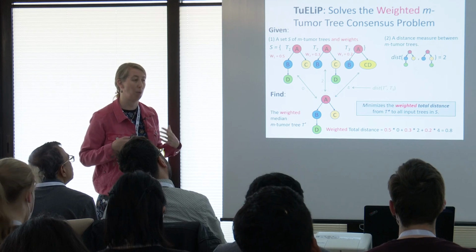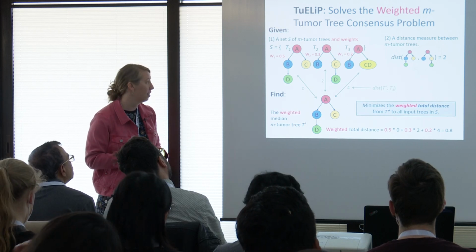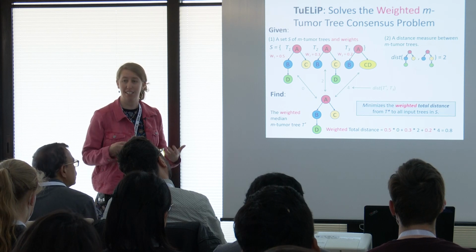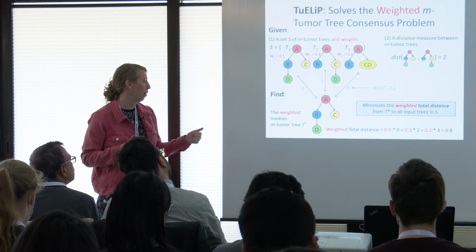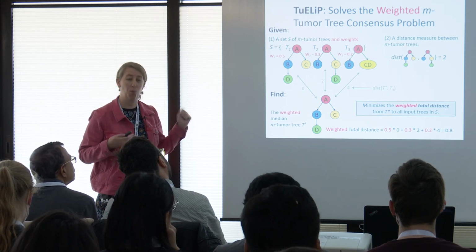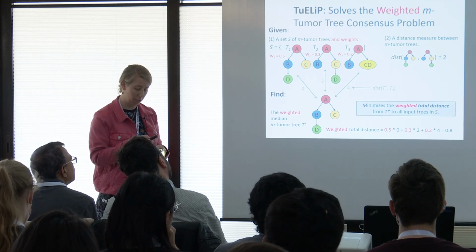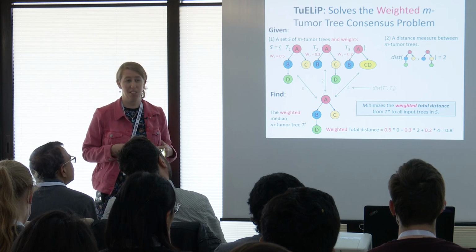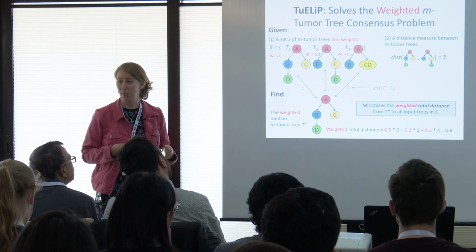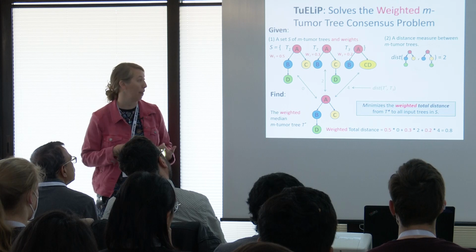So higher weight means we want to weight this tree more in our consensus. We also have an input as a distance metric. And from those, we want to find the median tree, a weighted median tree that minimizes the weighted distance to all input trees. In particular, we're going to focus on using a different distance measure, something that's got a little bit more information than parent-child.